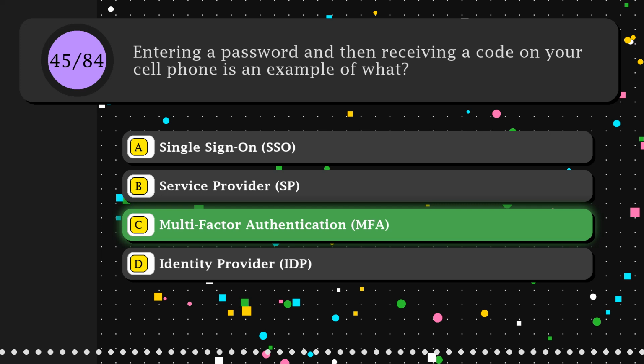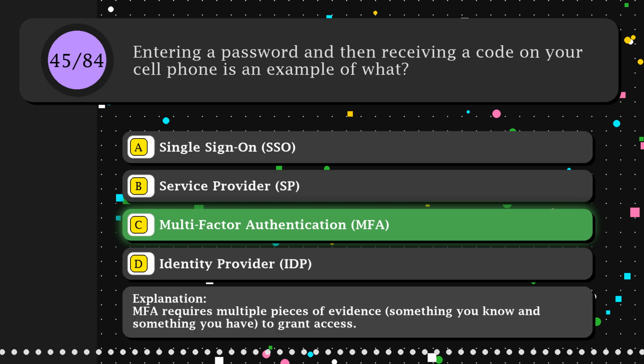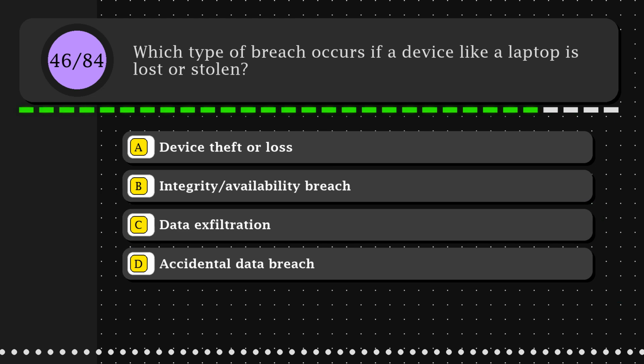The correct answer is option C, multi-factor authentication, MFA. MFA requires multiple pieces of evidence, something you know and something you have, to grant access. Question 46. Which type of breach occurs if a device like a laptop is lost or stolen?